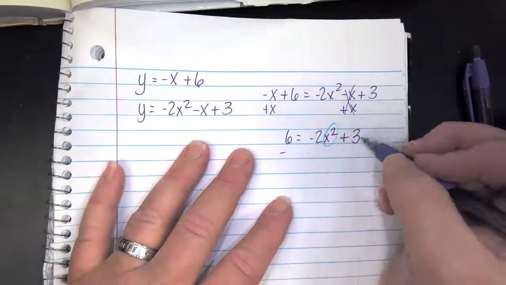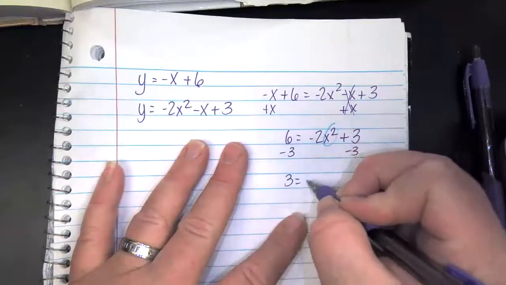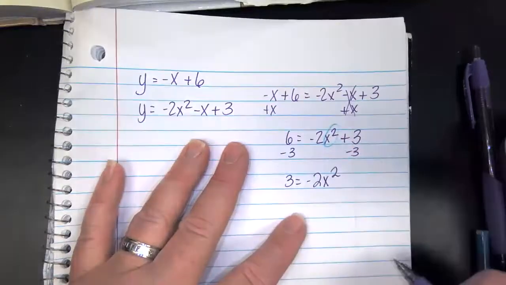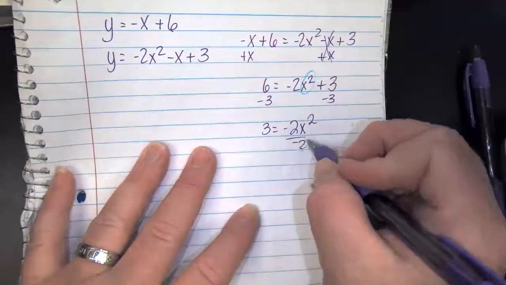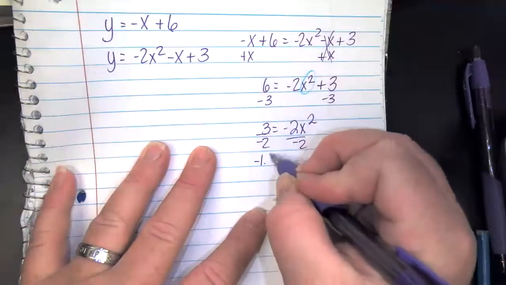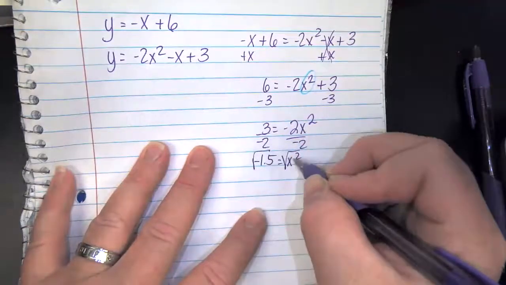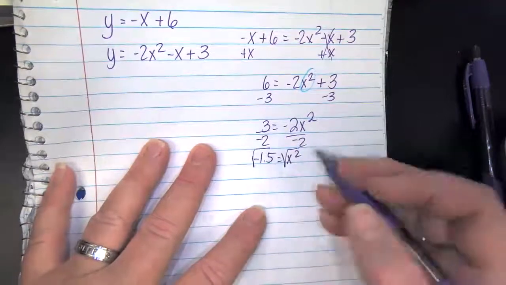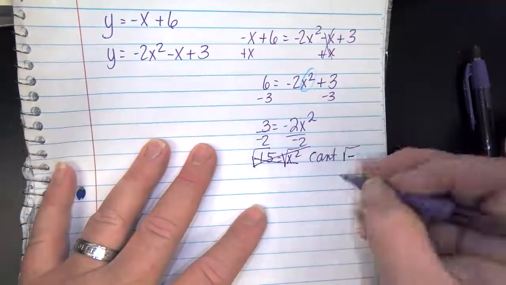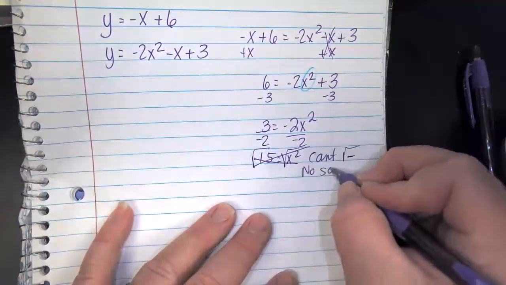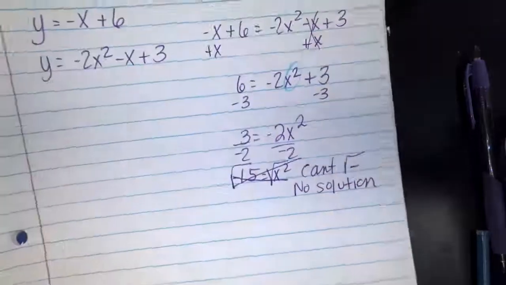How about I subtract 3? So 3 is equal to negative 2x squared. Okay. Divide by negative 2. I get negative 1.5 equals x squared. Square root. Oh, I can't. Can't square root a negative. No solution. So see how I got no solution on that?